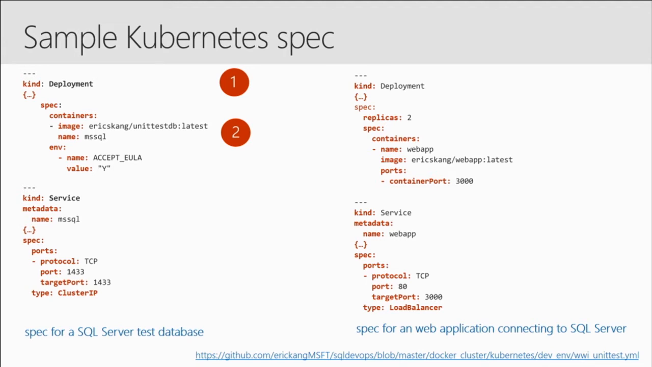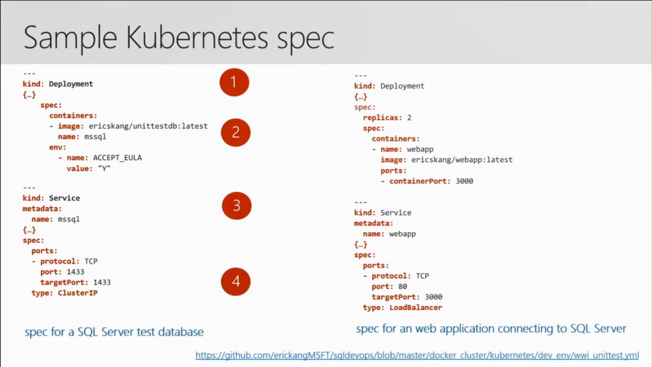So number 2 is defining what the image is. It can be a SQL Server image. This one is my image. I have an account in Docker Hub, Eric S. Kang, and I have created a unit test DB image by myself using the Dockerfile and pushed it there. So I'm just declaring that I'm going to use that image, okay? And then the service defines how you're going to expose your container to other containers or to external users, right?